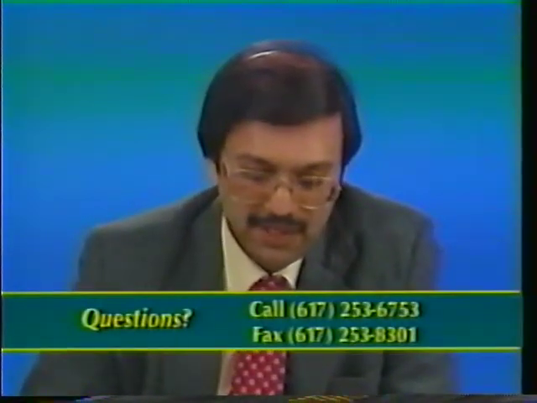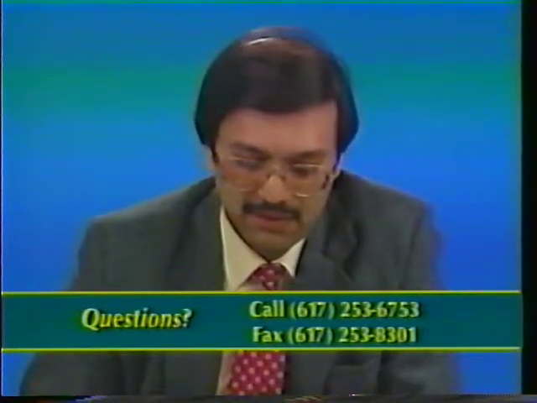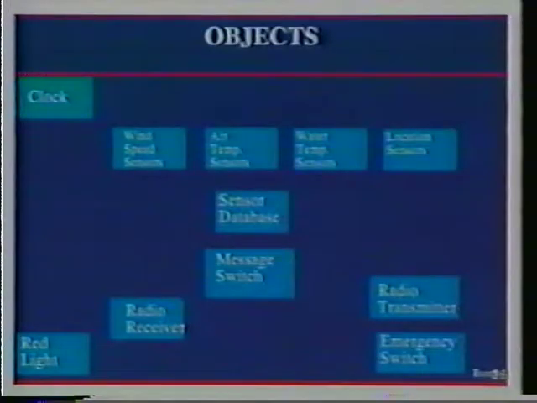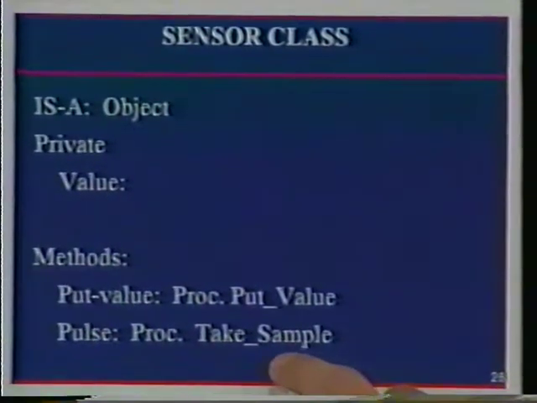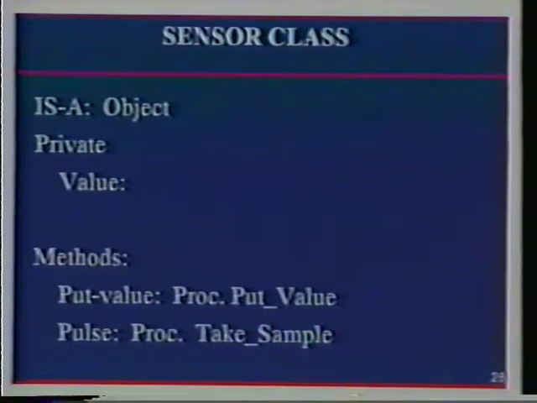Similarly, the air temperature sensor is doing the same thing. The water temperature sensor is doing the same thing. And the location sensor is doing the same thing. So all the sensors are doing the same thing. So I look at these common behaviors and common structure, and then I generate an object which I call the sensor class.